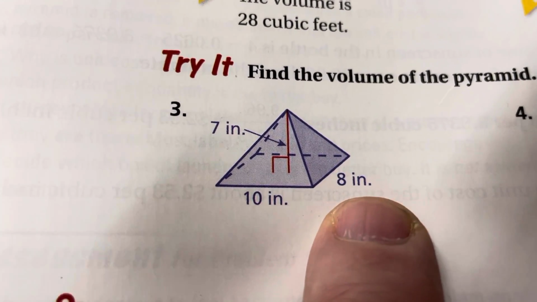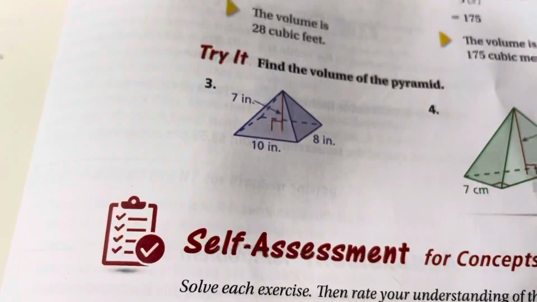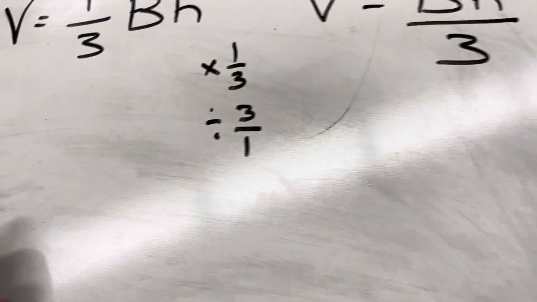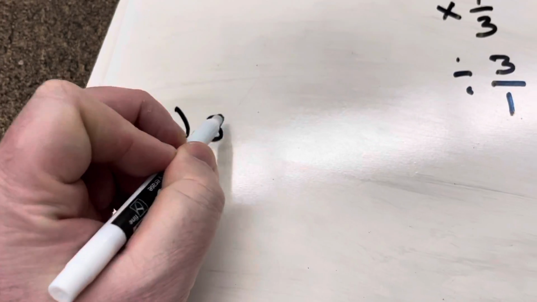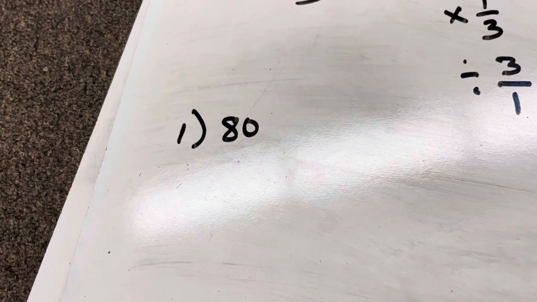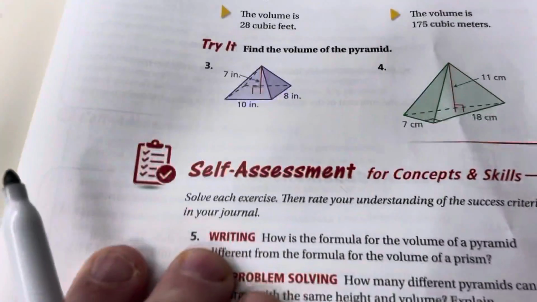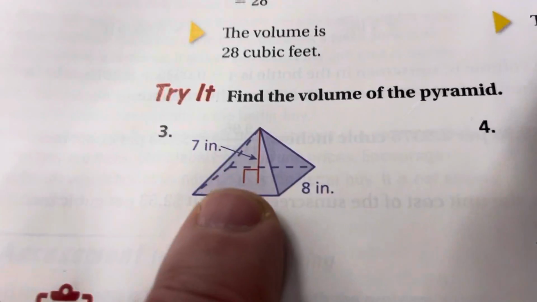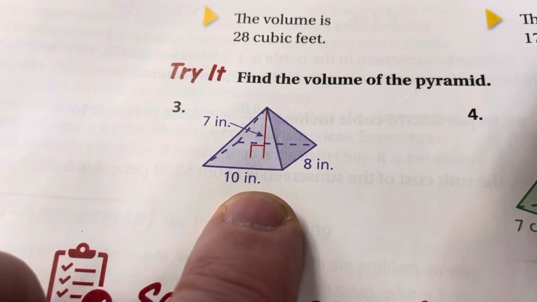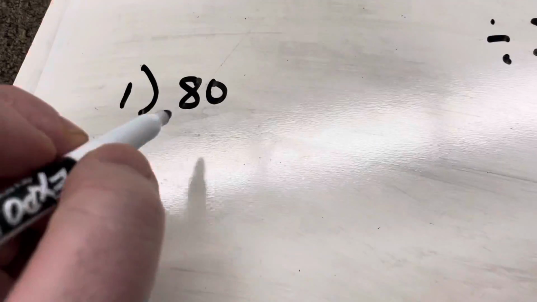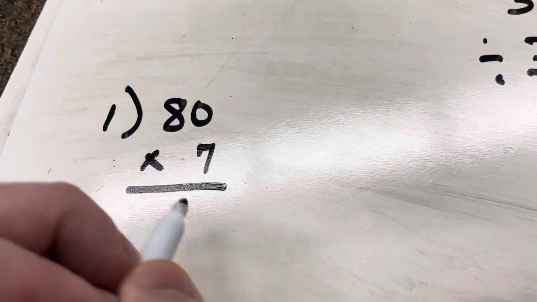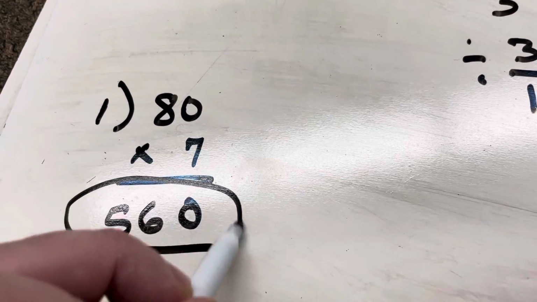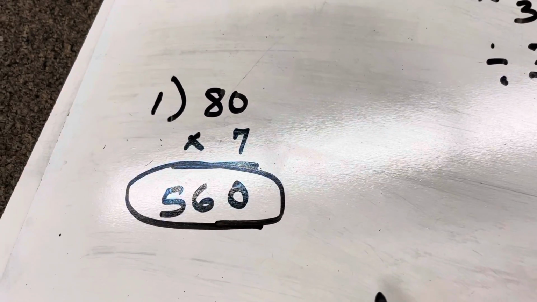10 times 8, okay? And so I can do 10 times 8, and I know that that's going to give me 80. So I come over here for example number 1, and I'm going to put 80 because I want to remember that the area of that rectangle is 80 square inches. All right? Then I multiply that by the height, which is, as I can see here, 7. So I'm going to take 80 times 7. So I'm going to come back over here. 80 times 7. 7 times 0 is 0. 7 times 8 is 56. I get 560. That's the area of the base times the height.